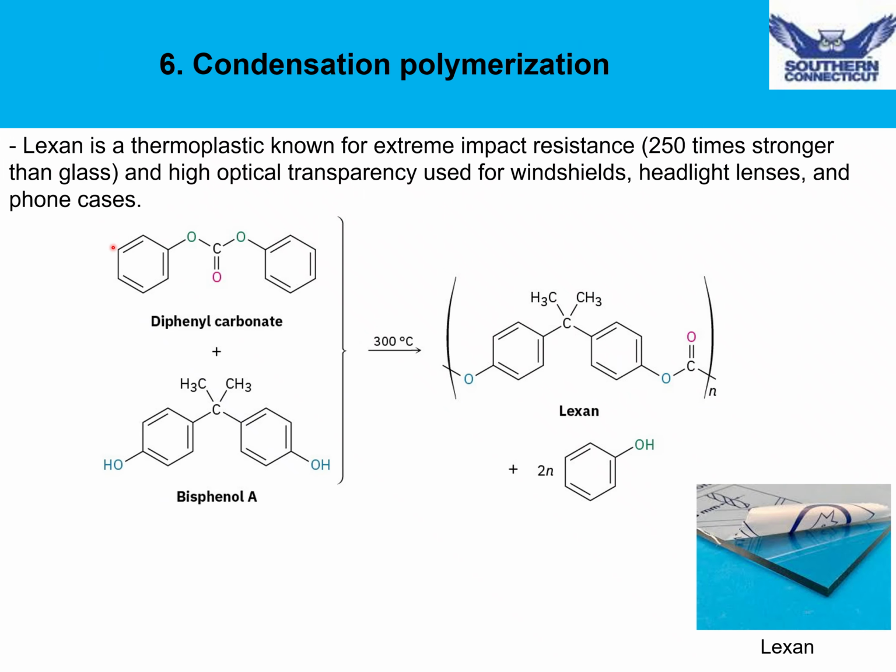Lexan is an example of a thermoplastic. It's essentially an impact-resistant glass, made by taking a compound called diphenyl carbonate, which has a carbonate functional group. It's essentially an ester, except that it has 2 alkoxy groups rather than just one. This functional group reacts with alcohols similar to esters, so if you heat them up, you can make ester bonds and therefore make Lexan.